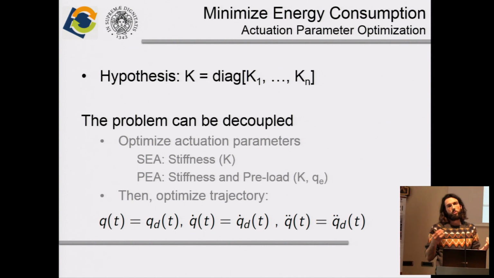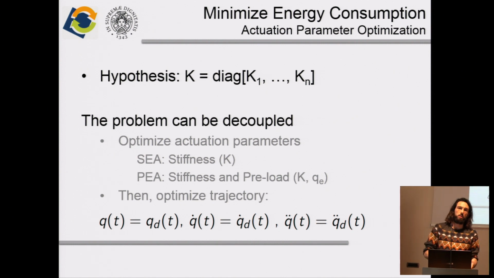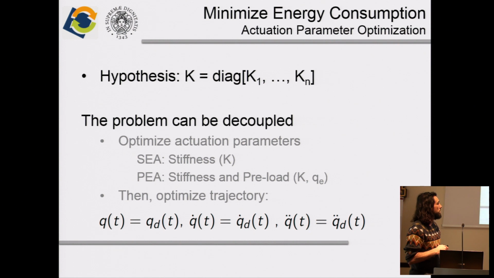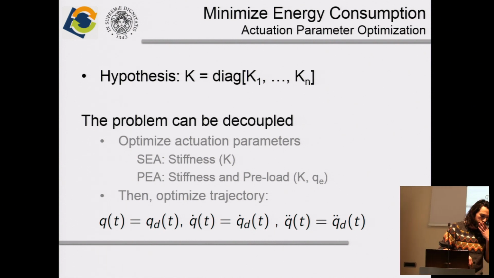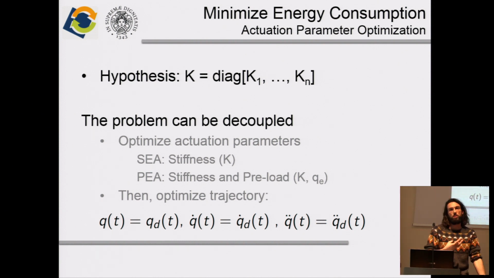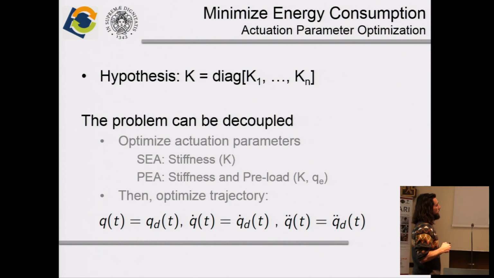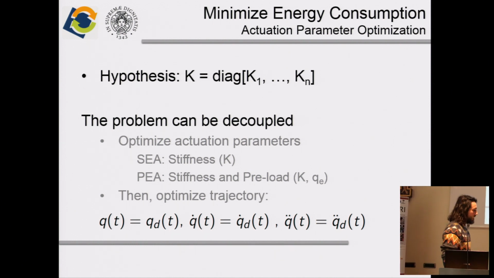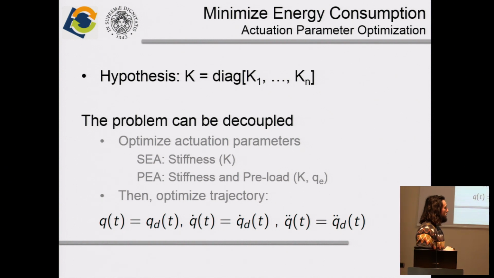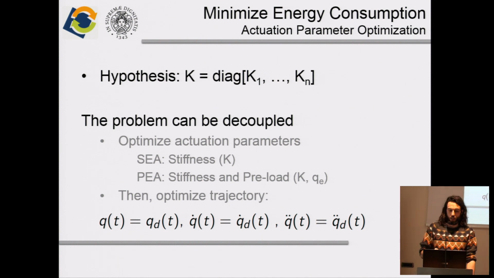In the most general case, of course, the solution of this problem depends on the desired trajectory and on the actuation parameters. But if the stiffness matrix is diagonal, that means that there is no cross coupling between motors, joints and links. If this hypothesis holds, the problem can be decoupled. So basically, once a trajectory is given, then the stiffness in the series elastic case, or the stiffness and the preload in the parallel elastic case, can be easily optimized.